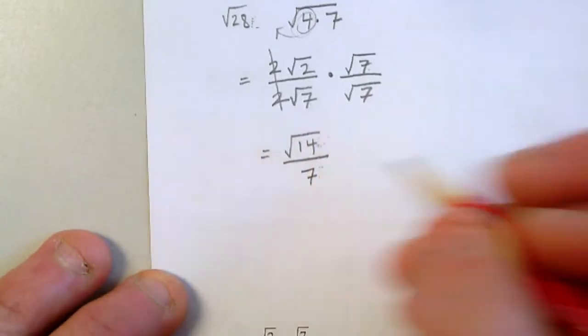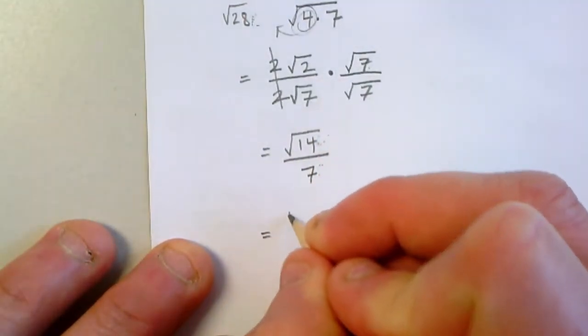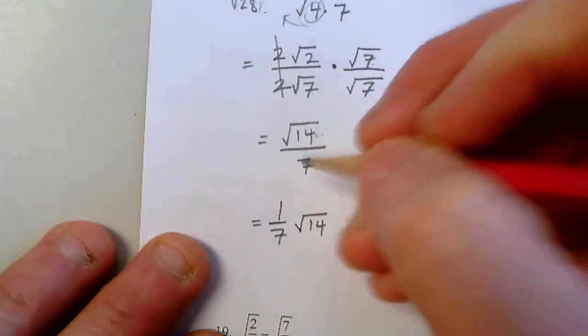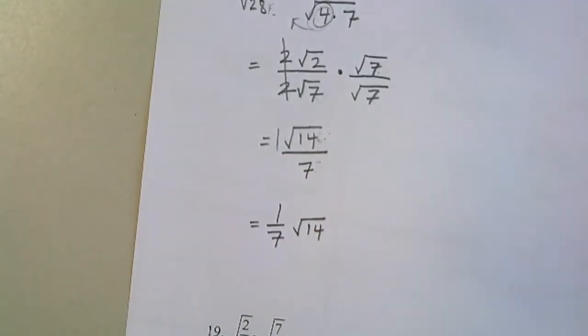So one way to answer it would be like this. Another way you could answer it is this: 1/7 of the square root of 14. These are both the same thing. There's a 1 right here. You don't have to put it down if you don't want to. Remember, we treat the radicals like variables. Okay? So that's one thing you could do there.